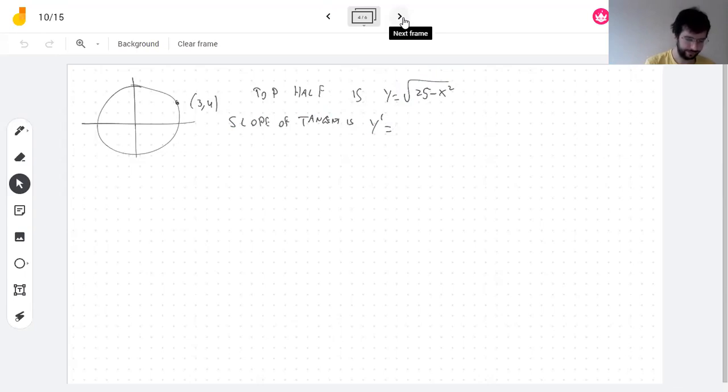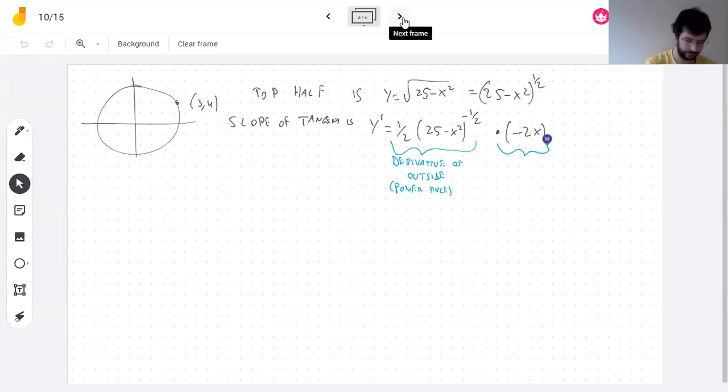So there's a function on the outside that maybe it's clear what to do with if I write the square root as the 1/2 power. So I've got to use the power rule and the chain rule. So the derivative of the outside I get by applying the power rule to the inside. And then I've got to multiply by the derivative of the inside, which is the derivative of 25 minus x squared, so negative 2x. Again, by the power rule.